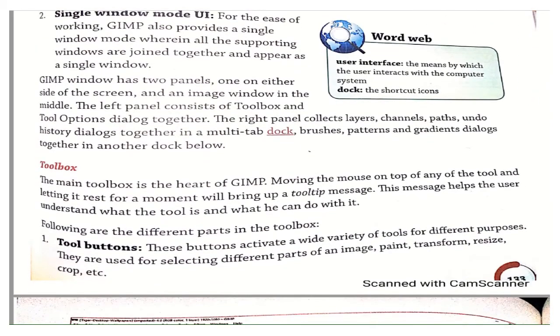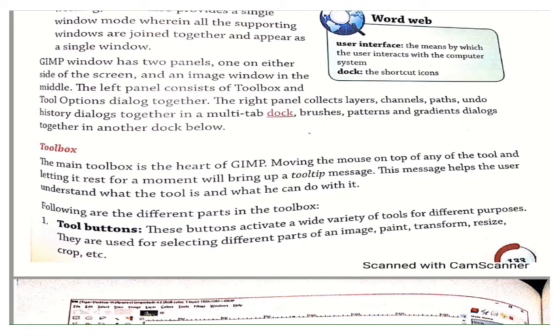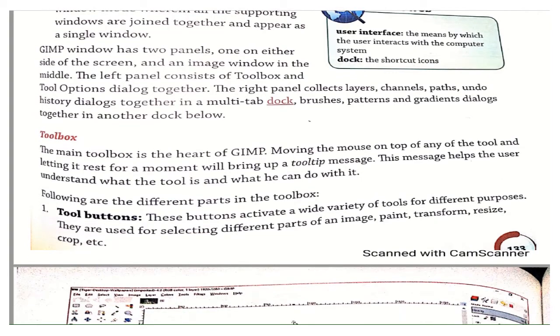The GIMP window has two panels, one on either side of the screen, and an image window in the middle. The left panel consists of a toolbox and a tool options dialog together. The right panel collects layers, channels, paths, undo and everything else. In the first part, the toolbox is available, and the second right panel consists of layers and whatever changes we want to do in the work panel, it would be changed.